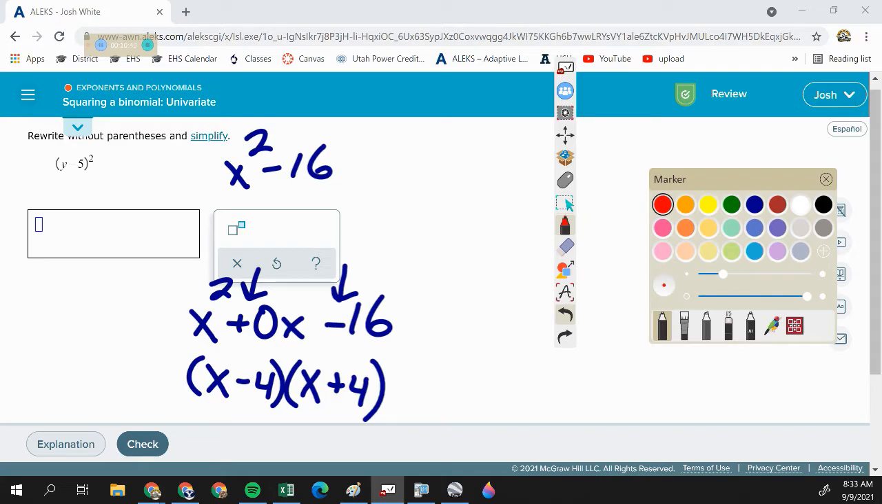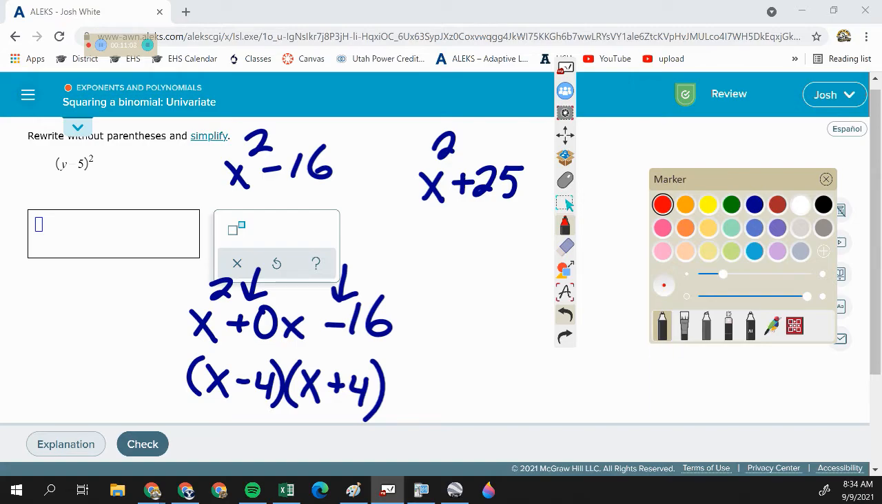Okay. What about what would the factors be? Would 5 and negative 5 work? No, why not? Yeah, if there was 5 and negative 5, the 25 would be negative.